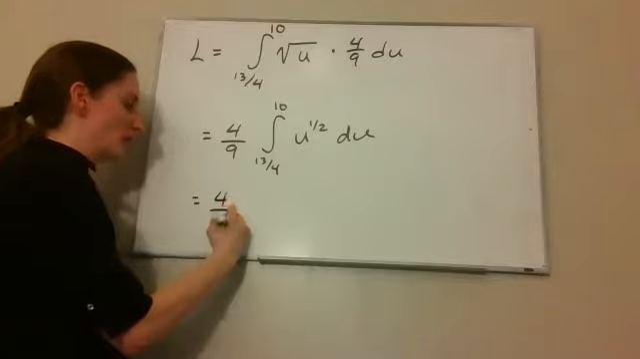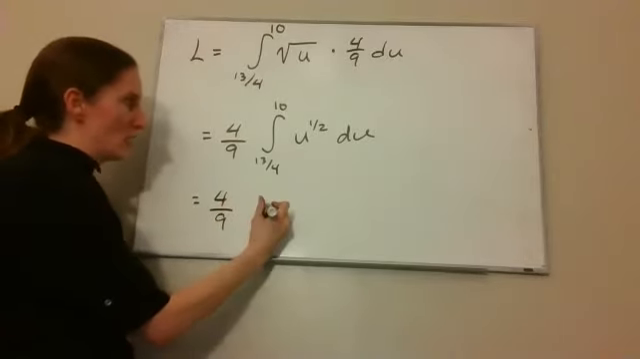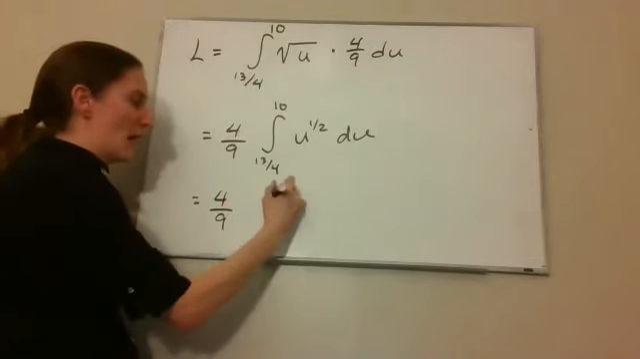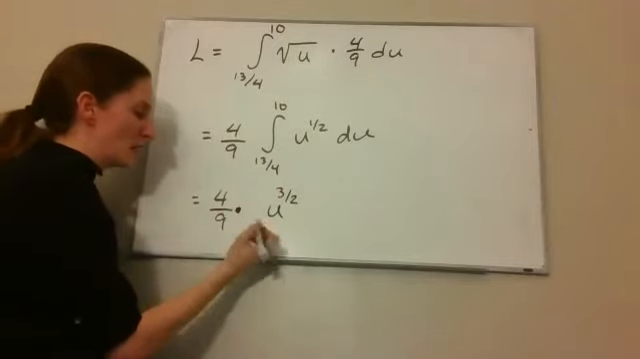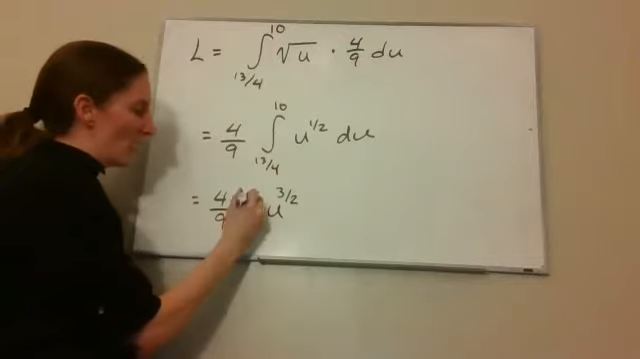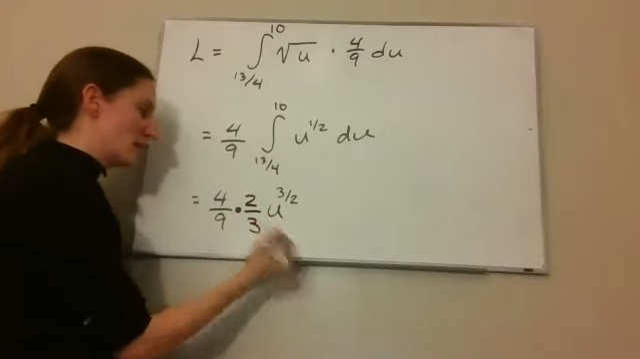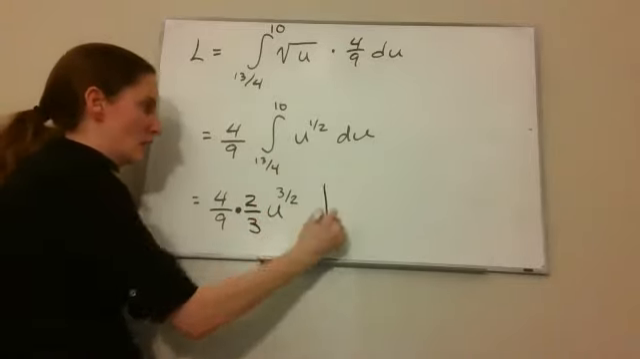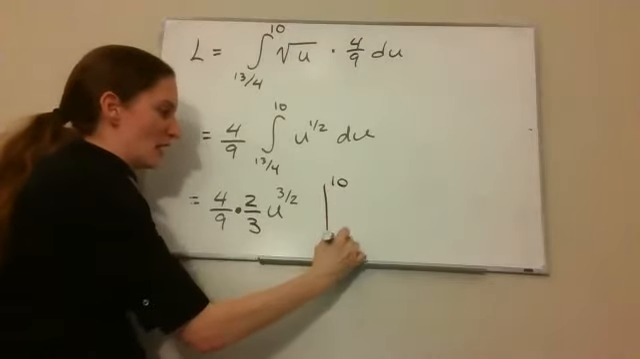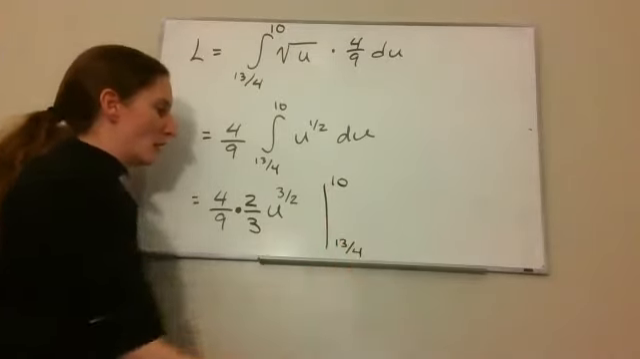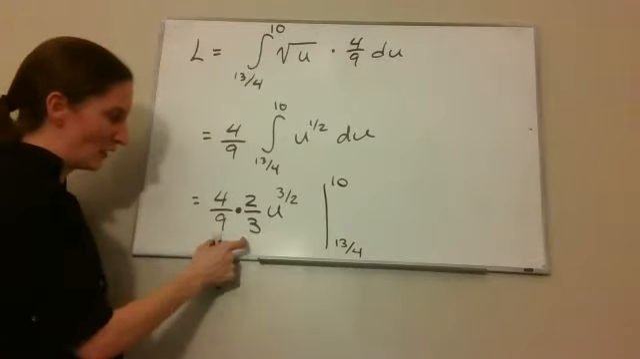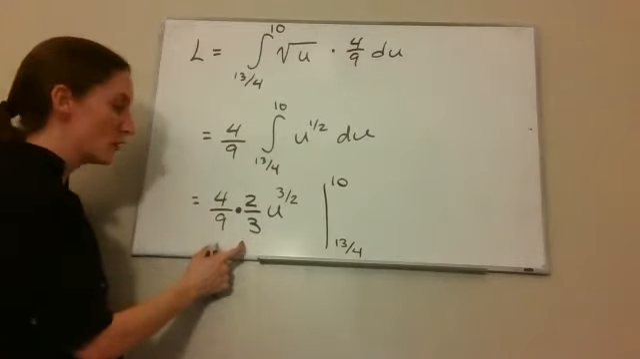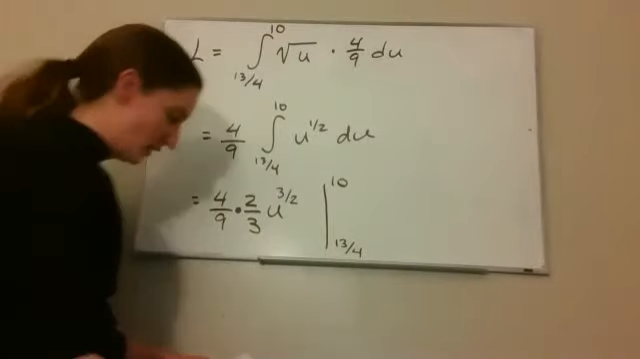I have 4/9 times the antiderivative of u to the 1/2. You add 1 to the exponent, and then divide by that new exponent. Dividing by 3/2 is the same thing as multiplying by 2/3. Then I will have to plug in my 10 and my 13/4 and simplify. So looking at this number in the front here, 4/9 times 2/3 is 8/27.